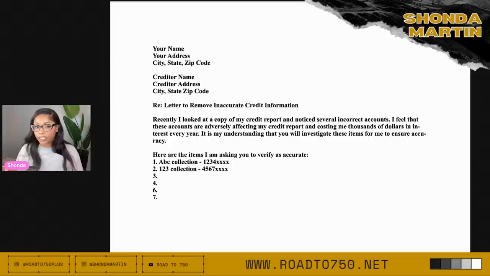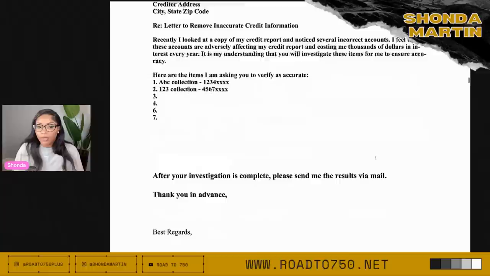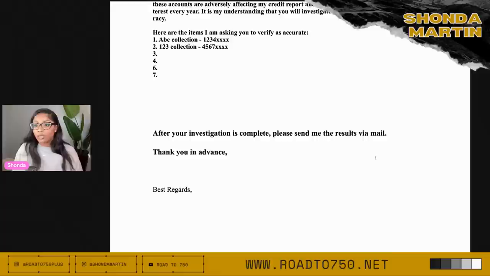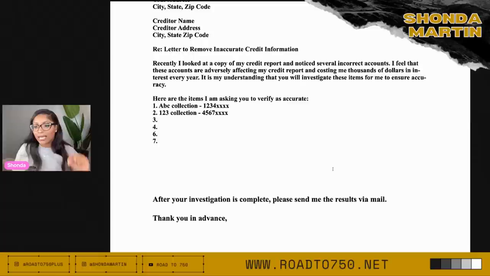For every collection account, you have to send three letters. You have to address each credit bureau separately. Make sure with this letter, you send a copy of your ID, and you do not sign the letter. So at the bottom, I'll say something like best regards or thank you for your time, or some closing statement. And obviously you would think that's where you sign it. You don't sign anything that you send to anyone. Your ID is your signature, right? So you don't have to sign it.